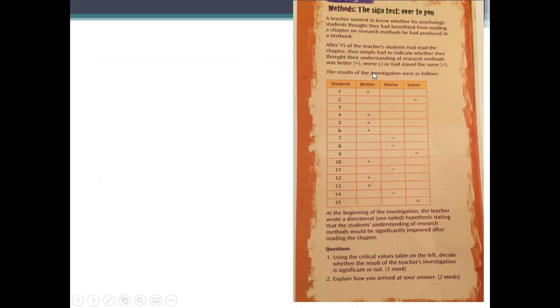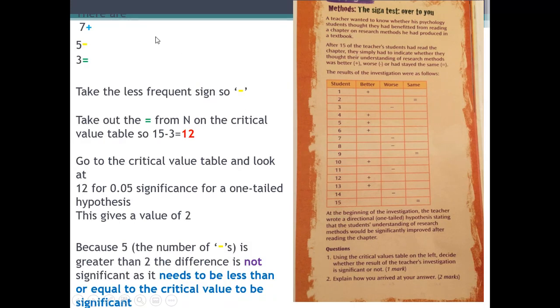Okay, this is an example in the book. This is how you would work it out. So 7 students were better, 5 students were worse, 3 were the same. For a sign test, we always take the least frequent sign. So in this case, it is 5, because 5 is a smaller number than 7. We started off with 15 participants, but 3 didn't have a difference. So we've got an N of 12.